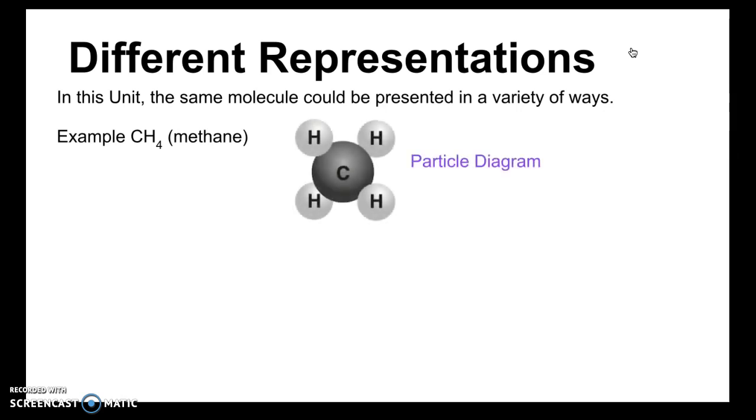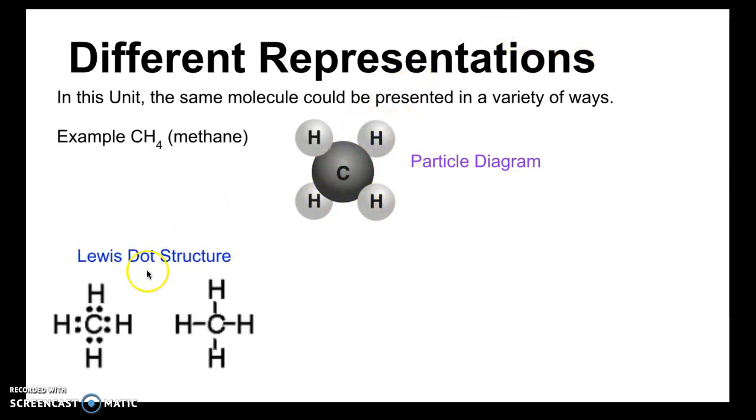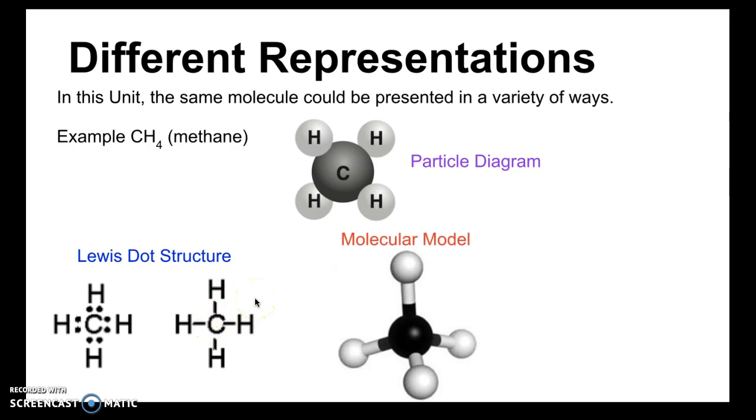One way of drawing or showing methane is through a particle diagram, and that's where the atoms are all shown as circles or spheres. Another way of doing it is through what's called a Lewis dot structure, where the bonds are shown as either dots or as lines connecting the atoms. The next way would be through a molecular model, and you can make a model of a molecule by using a model kit. You build the molecule by connecting the atoms through bonds.